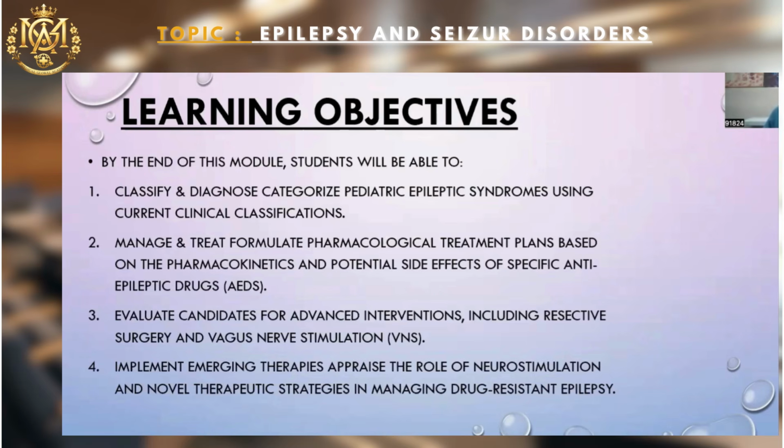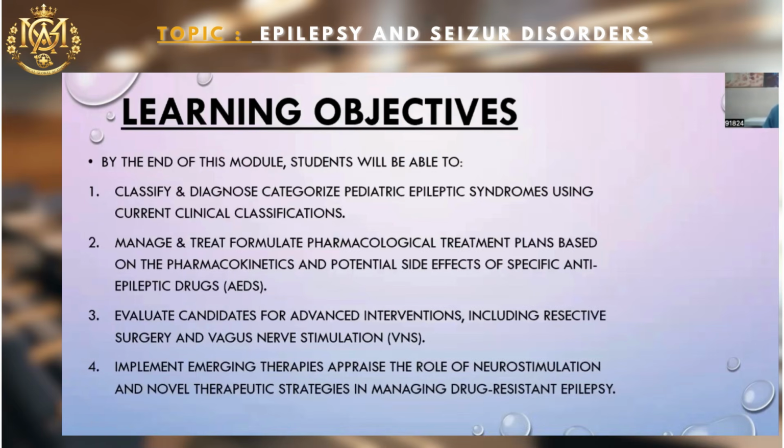Second, you will try to manage and treat with pharmacological treatment. That means you are learning the medications used as anti-epileptics in terms of pharmacokinetics and pharmacodynamics and their proper uses. Then third, you will learn advanced interventions, like surgery and vagus nerve stimulation. These are the advanced treatments in epilepsy.